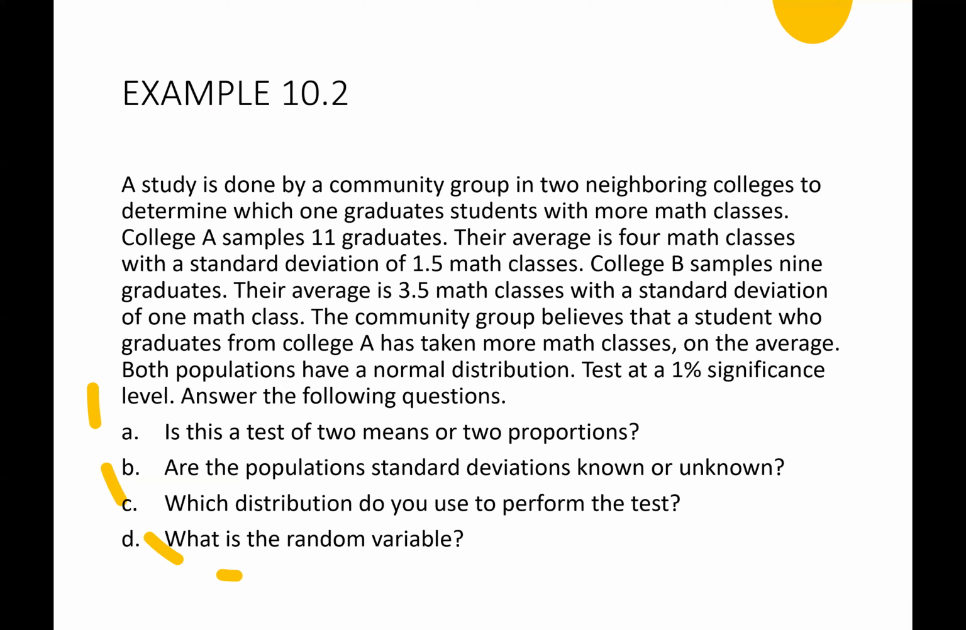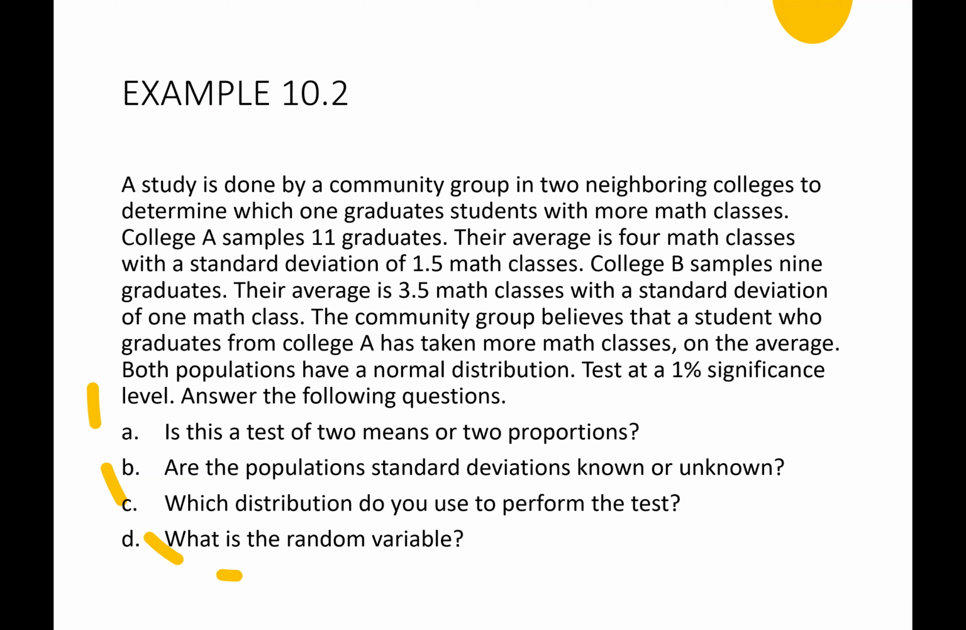The community group believes that a student who graduates from College A has taken more math classes on the average. Both populations have a normal distribution. Test at a 1% significance level. Answer the following questions. Is this a test of 2 means or 2 proportions? Why is it the test of 2 means? The average. You're given the average.